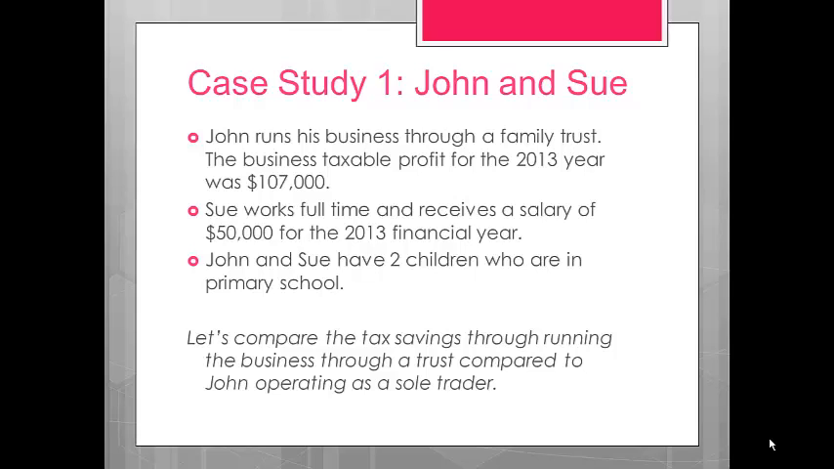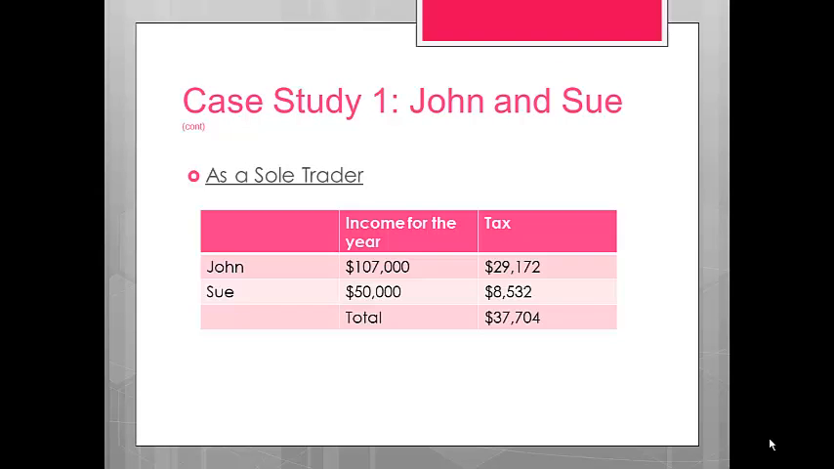Just a couple of case studies. The first one, we look at John and Sue. John runs his business through a family trust, and the business taxable profit for the year was $107,000. Sue works full-time and receives a salary of $50,000, and they have 2 children who are in primary school. So we'll just compare the tax savings through running a business through the trust compared to John operating as a sole trader.